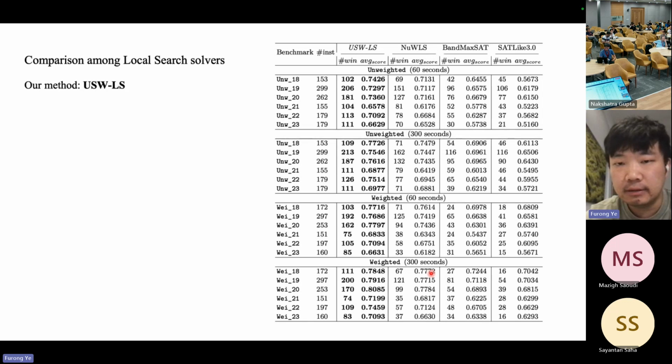And we ran our method independently, just running the local search using our new weighting scheme, compared to some previous state-of-the-art local search solvers. We could see that in the competition benchmark set of the past 6 years, our method can obtain better results compared to other local search solvers.